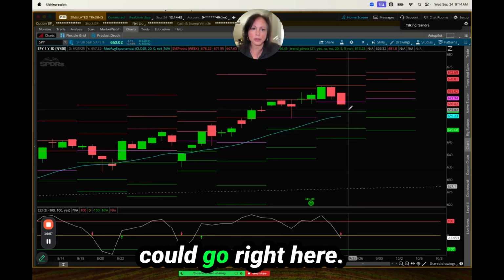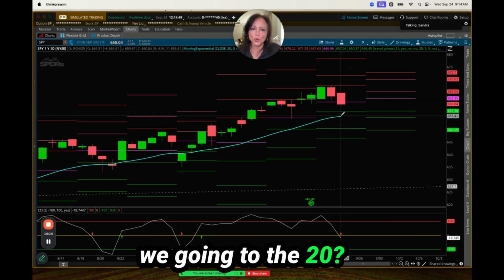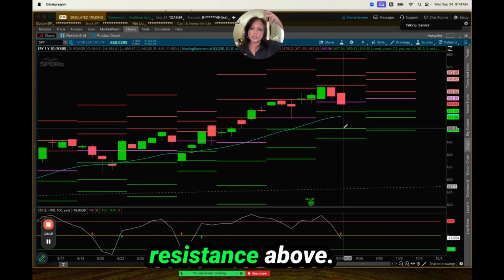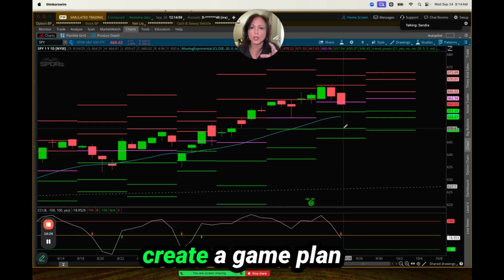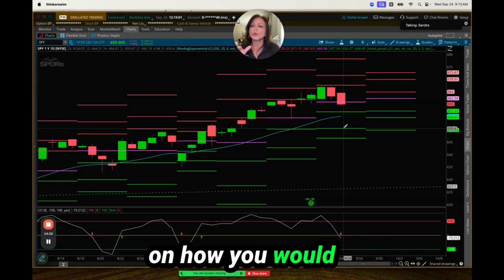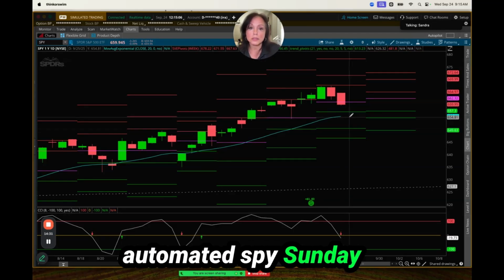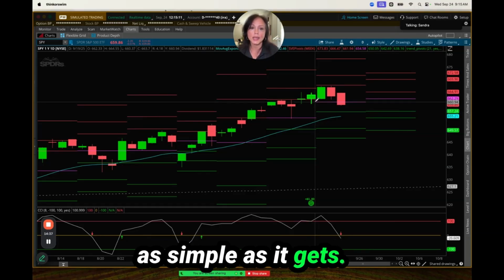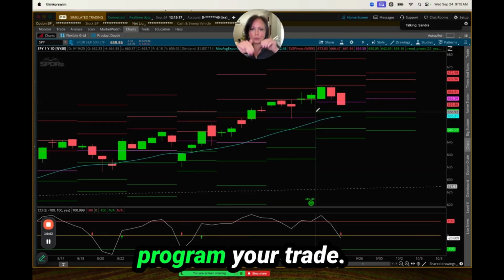Where could we go, guys? I'll tell you where we could go, right here. Here's your first support level. And if we break below there, where are we going? To the 20. And if we break below there, then we're going down here. So we give you 3 resistance above, 3 support below, so you can visually see and then create a game plan on how you would want to automate SPY. You could have automated SPY Sunday night and said, when it breaks point of control, I'm going to put. That's as simple as it gets. Where's my target? This first green line you're going to use as a trigger to program your trade.